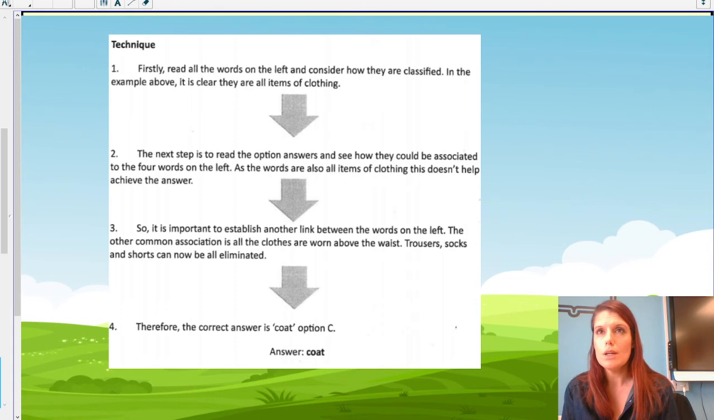So, steps to success here. Firstly, read all the words on the left and consider how they are classified. In the example above, it is clear they are all items of clothing. Then you need to read the option answers and see how they could be associated to the words that you've been given on the left. So, they were all items of clothing, in which case you need to try and figure out another link between the words, which is what we were just talking about. It's the way that the clothes are worn.